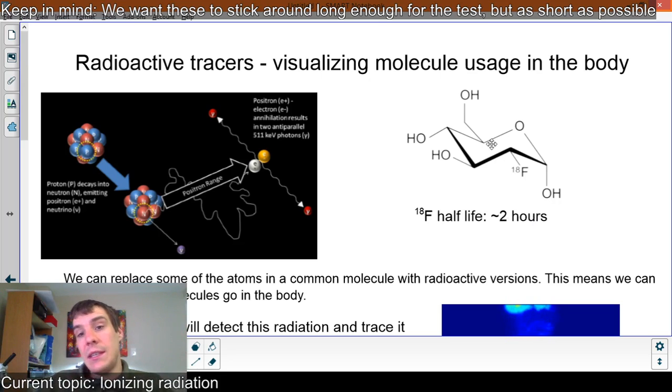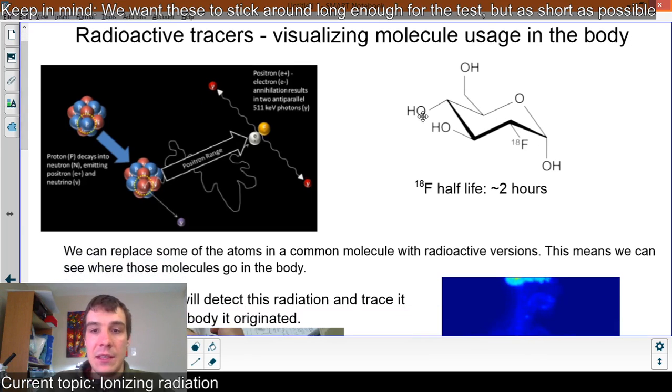So what they do is they take a sugar molecule, a normal sugar molecule, and they just stick fluorine 18 on it. And when it's in your body, it'll go wherever sugar goes, but it's also radioactive, so they can scan your body and pick up the radiation that these are giving off.